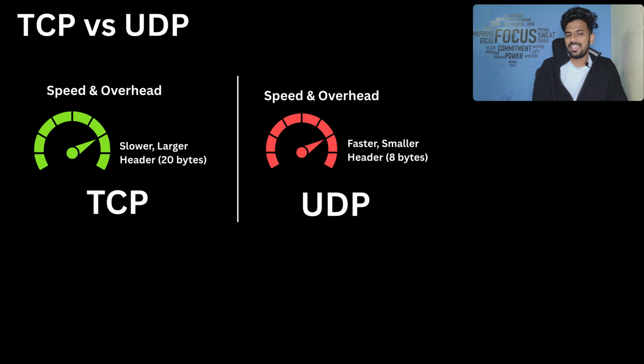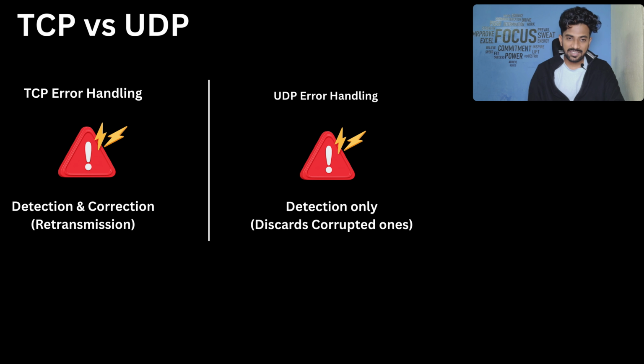Then comes error handling. How do both protocols handle errors? TCP handles both error detection and correction. If any packet is corrupted, TCP requests a retransmission, using a checksum. UDP also has error detection via checksum, but if any packet is corrupted, it is simply discarded. There is no correction or retransmission.